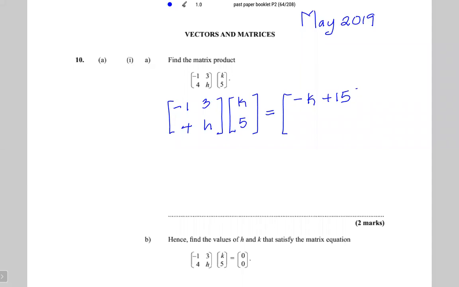Then I'm going to go down to the bottom. First element in the row, which is 4, times the first element in the column, which is K. So this is 4 times K is 4K. Then second element in the row, H, by the second element in the column, 5. So H times 5 is 5H. So for 2 marks, that's what we needed to do.